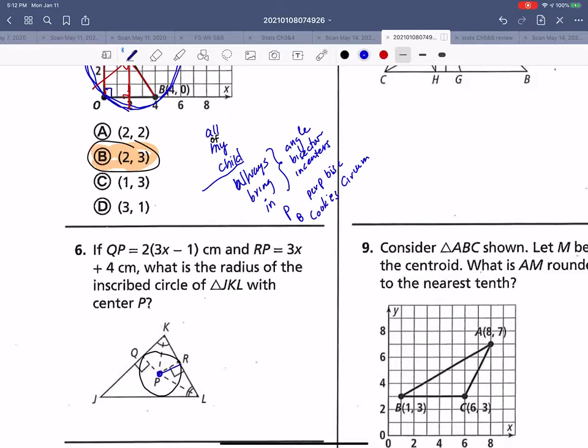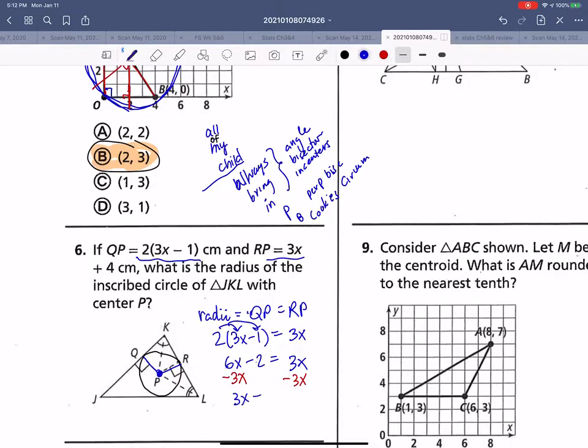Well, this is a radius and this is a radius, right? So QP, we have an expression for, and RP we have an expression for, and all radii are equal. So they're equal of the same circle. So we should be able to set QP equal to RP. So QP, RP. Distribute, copy back down. Get x on one side, and get x by itself.